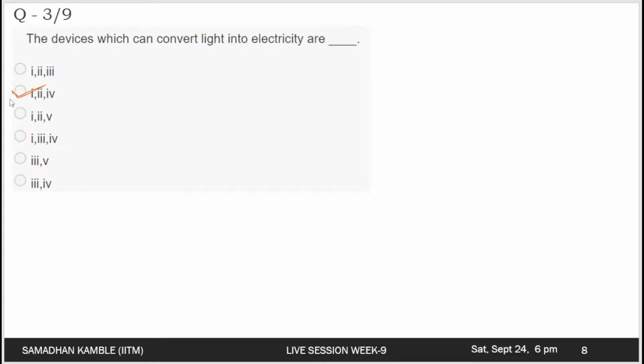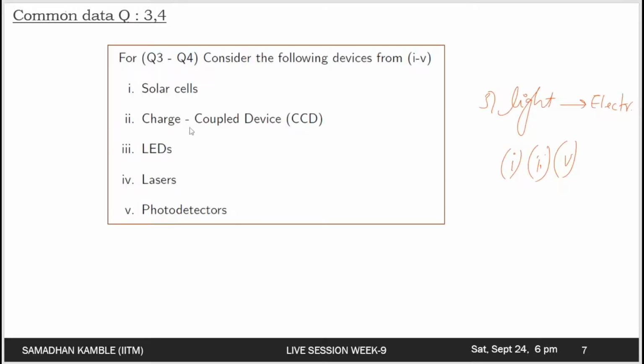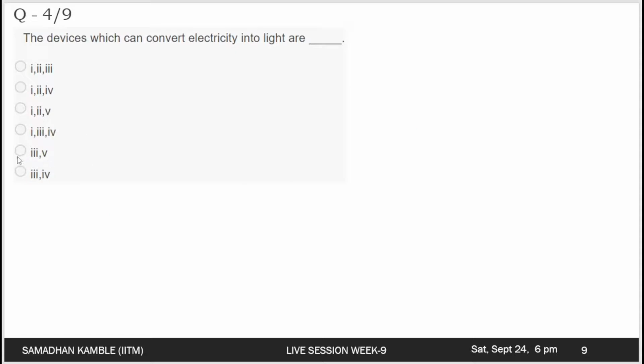Okay, so question number 4 would be exactly opposite of that: which are the devices which can convert electricity into light. As we discussed already, LEDs convert input electricity into output photons, that is light, and lasers are also the same thing. So 3 and 4 are our answers for question 4.